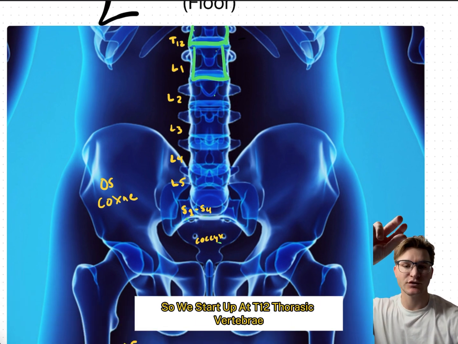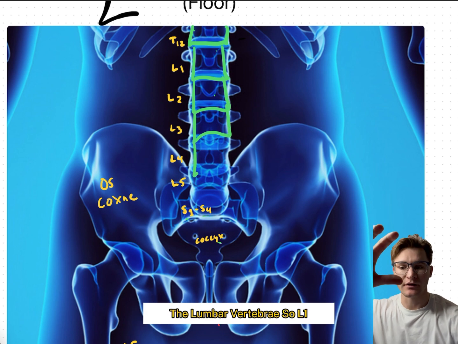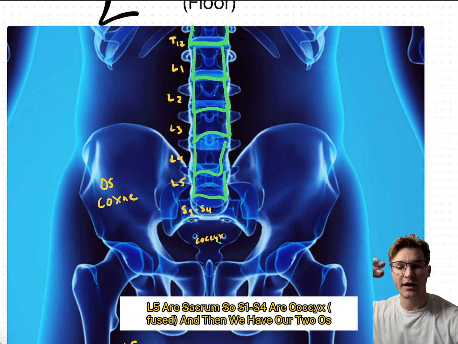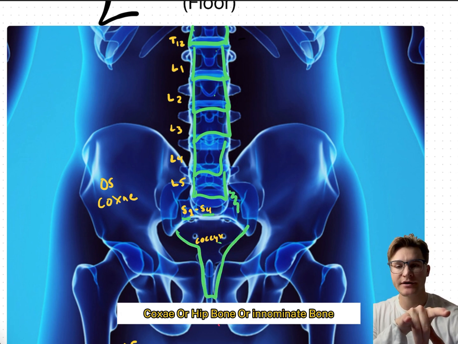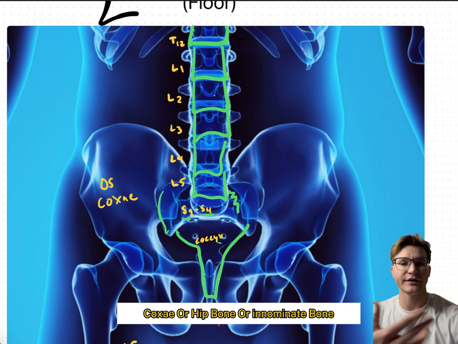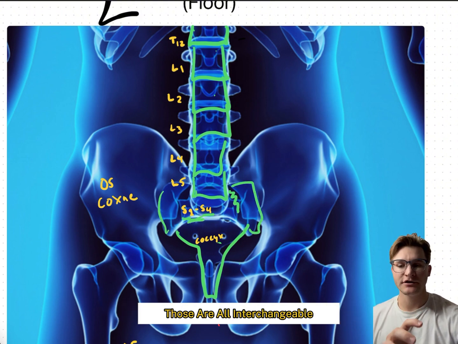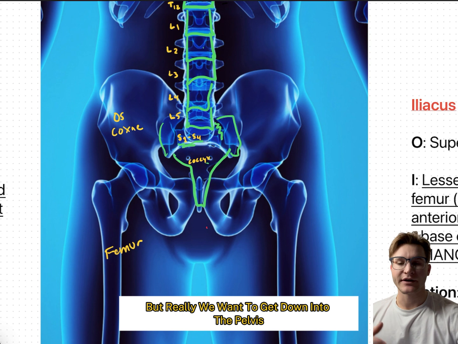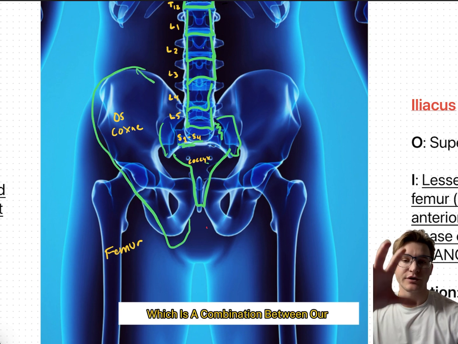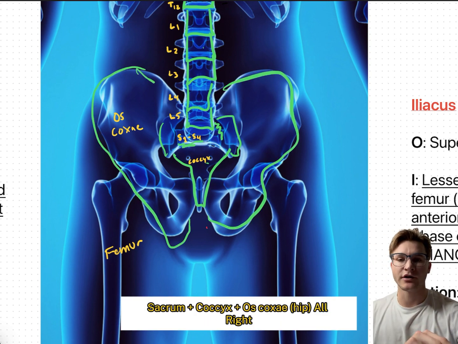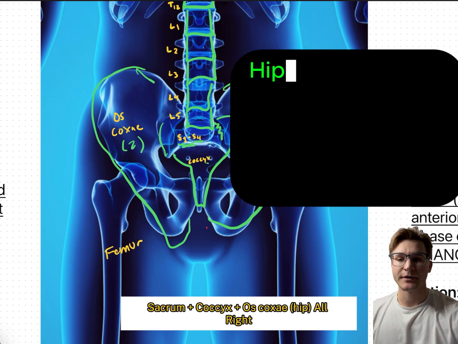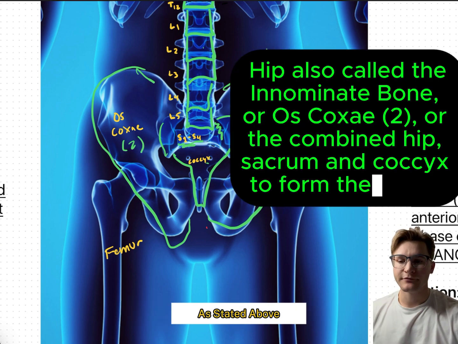So we start up at T12, thoracic vertebrae, the lumbar vertebrae, so L1 to L5, our sacrum, so S1 to S4, our coccyx, and then we have our two os coxae, or our hip bone, or our innominate bone. Those are all interchangeable. But really we want to get down into the pelvis, which is a combination between our sacrum, our coccyx, and our os coxae, or our hip, as stated above.